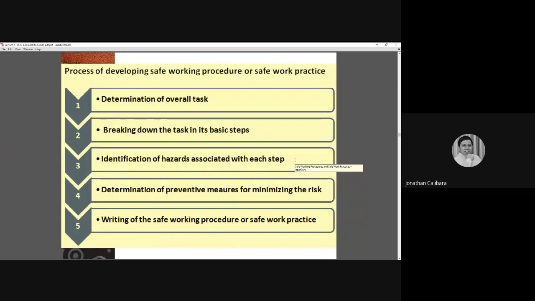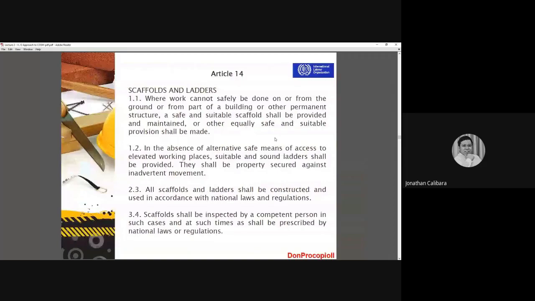Next is scaffolds. Article 40, scaffolds and ladders. I think I have discussed this one. The example here is scaffoldings, which are made of steel. But here, see on Facebook, they are made of bamboo. They are using bamboo instead of steel. Although it's possible, because we also have wood, so that is possible.